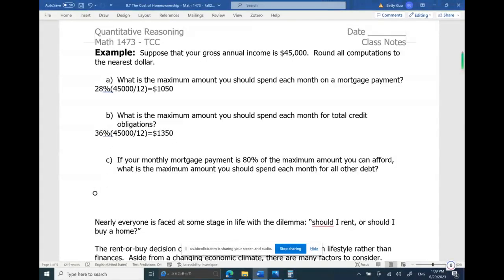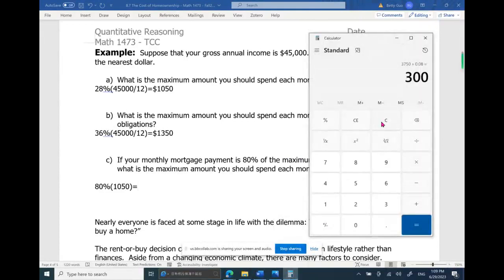Part C, if your monthly mortgage payment is 80% of the maximum amount you can afford, what's the maximum amount you should spend each month for all other debt? If your monthly mortgage payment is 80% of your maximum amount you can afford on the home mortgage. We have that information from part A, right? So 1050. And let's see, what is that? 80% of $1,050.